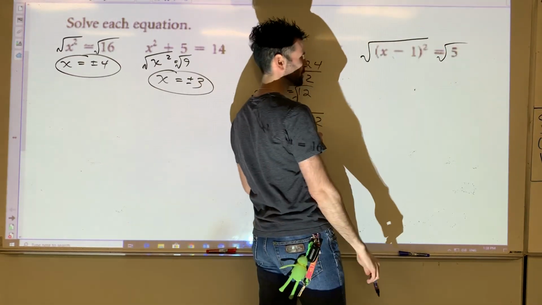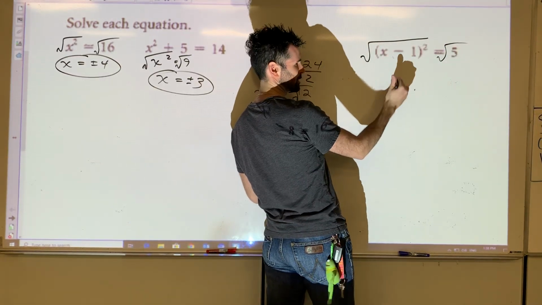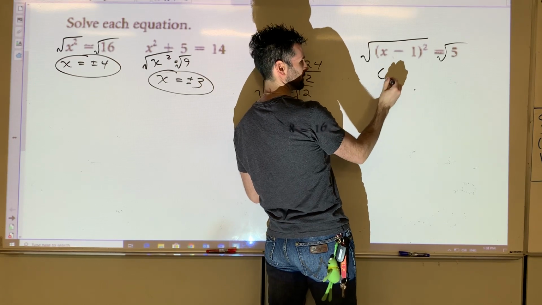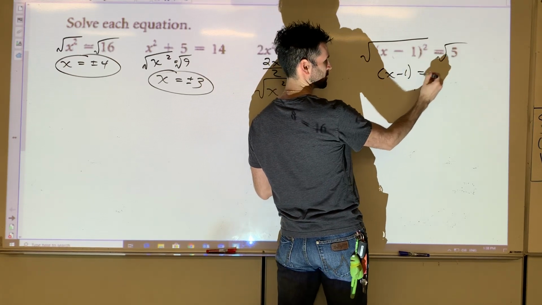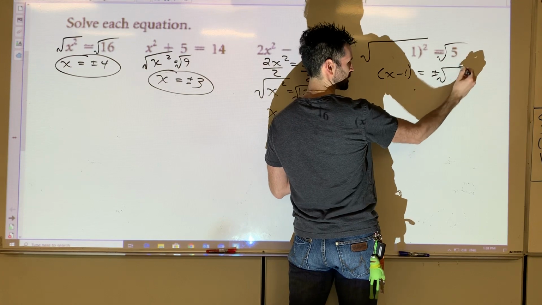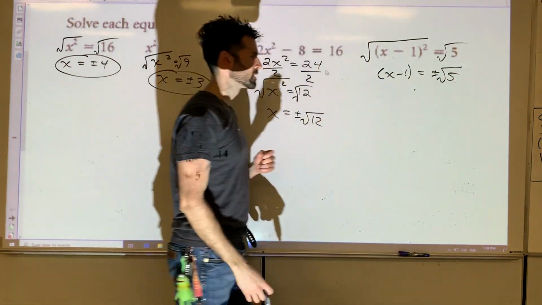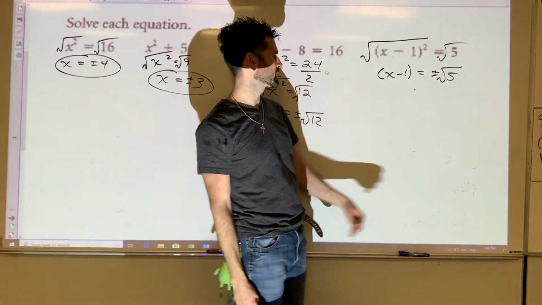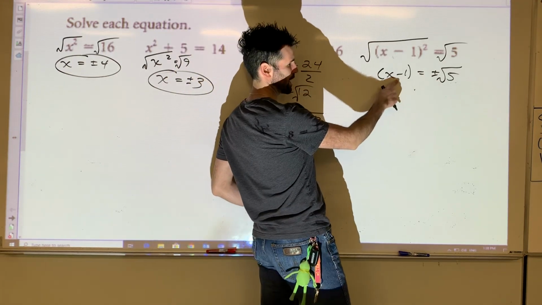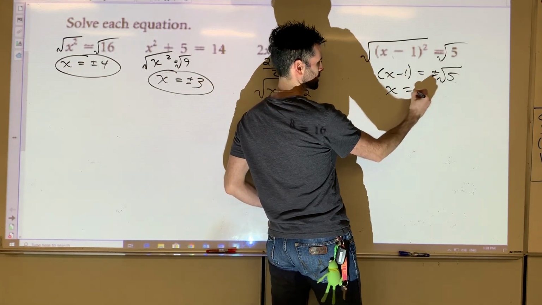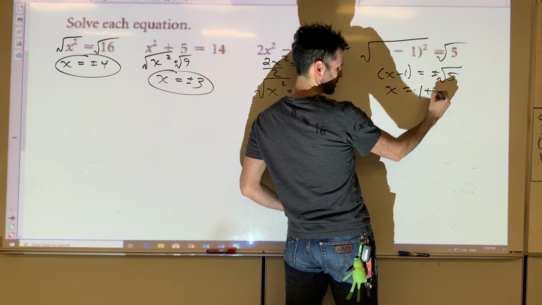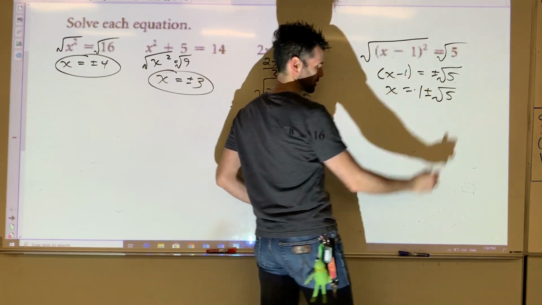If you could just square root both sides, what would I get out of that square root then? Very good. So you get x minus 1 equals plus or minus square root 5. Sometimes you get a nice number here. In this case, we didn't. Now, I'm going to add 1 to both sides to solve for x. So I get x equals 1 plus or minus square root 5.